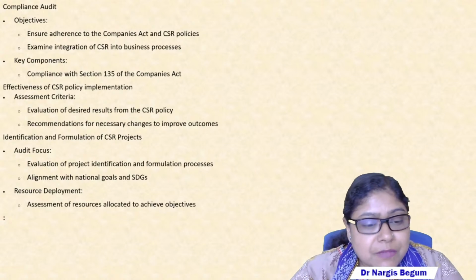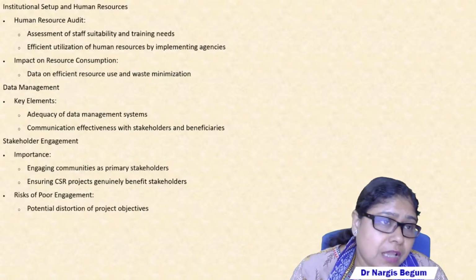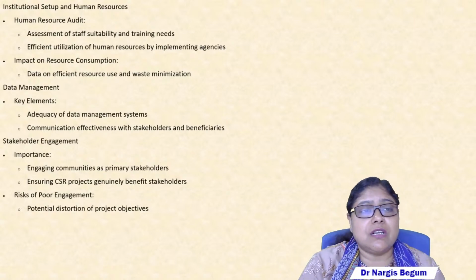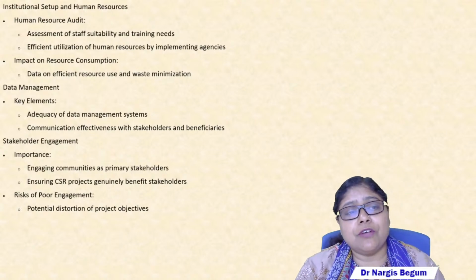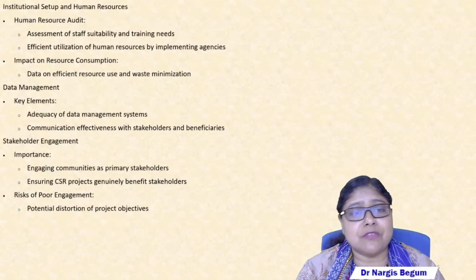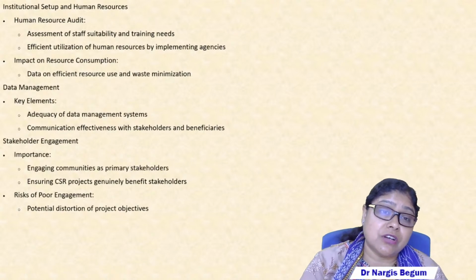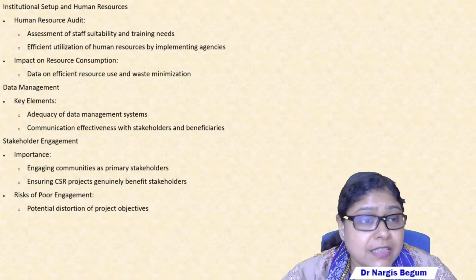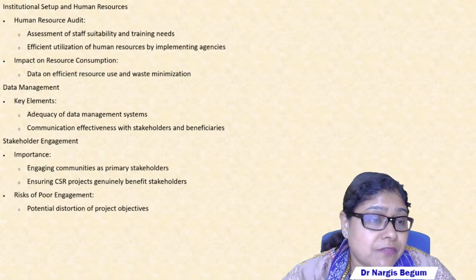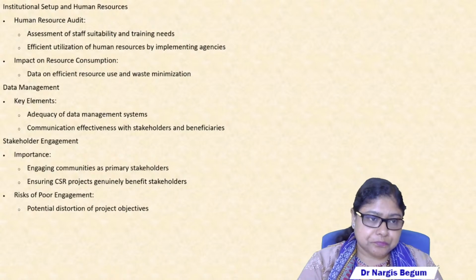How are we going for this resource deployment? We go for assessment of resources allocated to achieve the objectives, the different important institutional setup and human resources. When we go for HR audit, we go for assessment of staff suitability for the training needs. We also go for effective utilization of the human resources by implementing agencies. There is impact on resource consumption, wherein the data on effective resource use and waste minimization can be calculated.